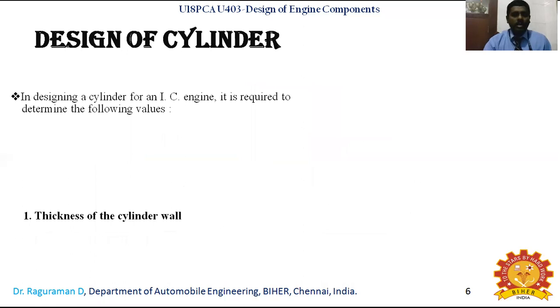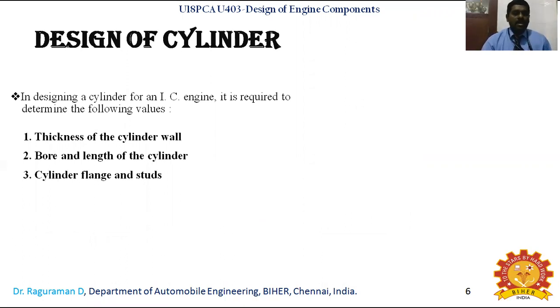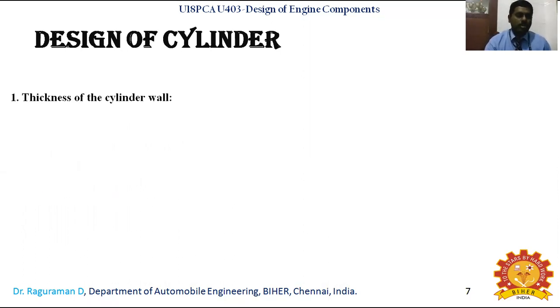Whenever we are going to design the cylinder, we have to consider four main things: the first is the thickness of the cylinder wall, the second is the bore and the length of the cylinder, the third is the cylinder flange and studs, and the fourth is the cylinder head. Now we are going to see the design procedure one by one.